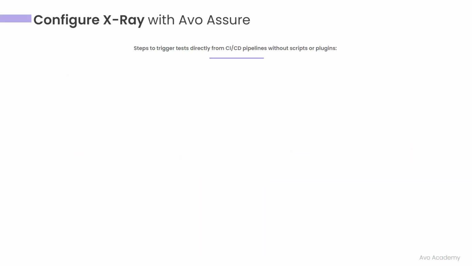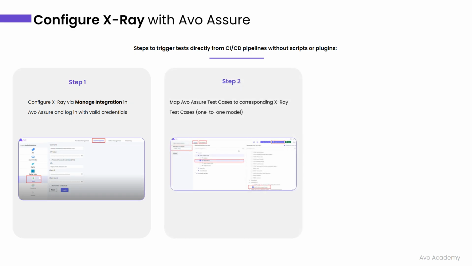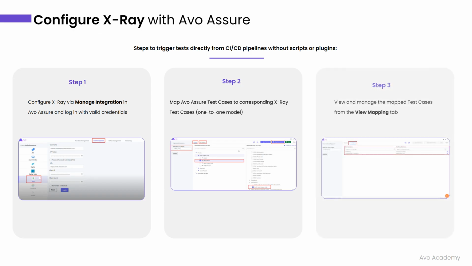Once the prerequisites are ready, configure X-ray through the Manage Integration section in Avo Assure. Log into X-ray with valid credentials in the Test Management tab. Map Avo Assure test cases to the corresponding X-ray test cases. Avo Assure supports a one-to-one mapping model. These mapped test cases can be viewed and managed from the View Mapping tab.